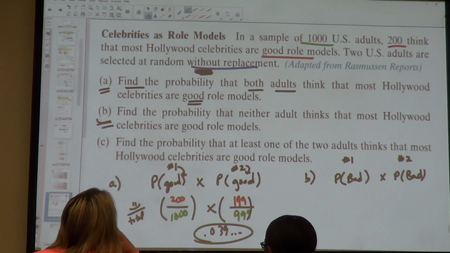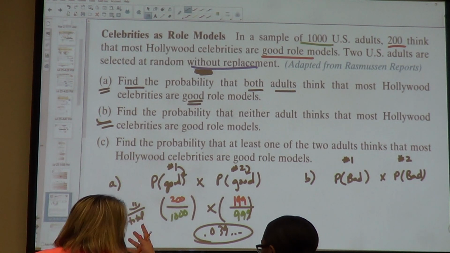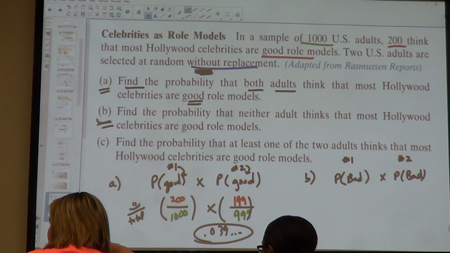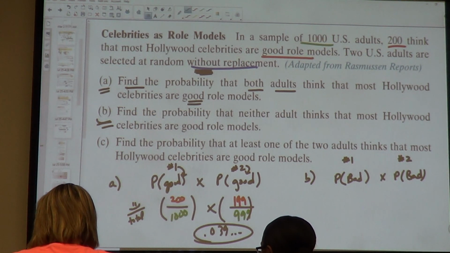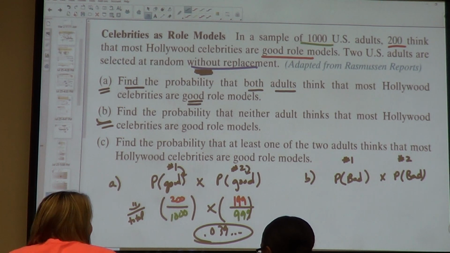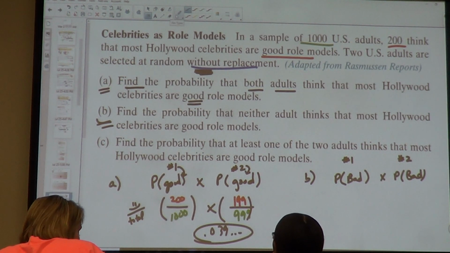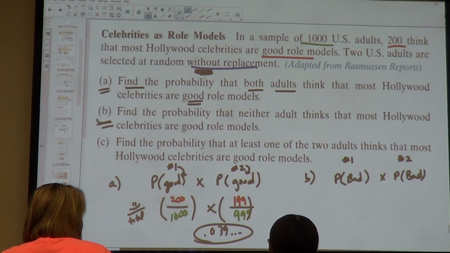Explain that again, Sarah. If there are 1,000 adults and 200 are good, how many are bad? The rest are bad. So then you subtract. It's like the complement. So you just take 1,000 on this one and minus 200. See, that was too easy and it made it really complicated.